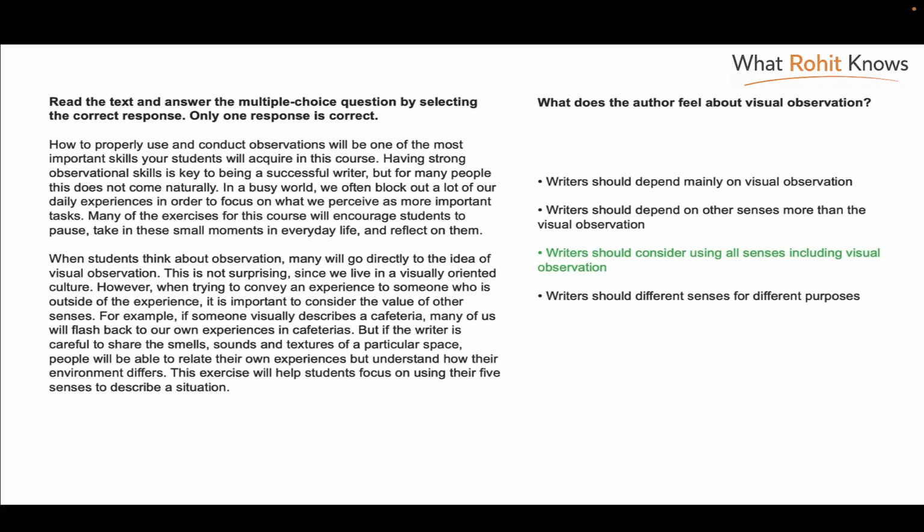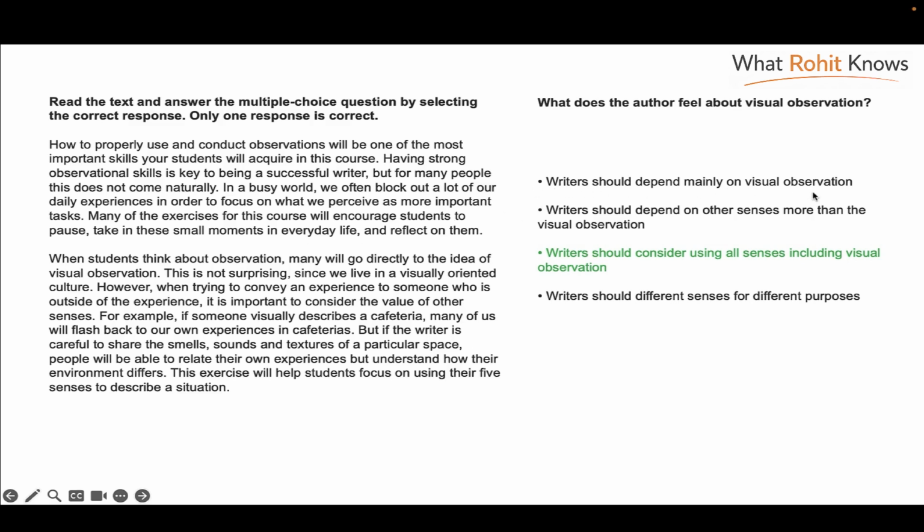Now we start looking at the text: how to properly use and conduct observations, having strong observation skills, many exercises. Then in the next paragraph, when students think about observation, they go directly to the idea of visual observation. However, it's important to consider the value of other senses, and so on. How is the text structured? The first paragraph is a general statement about observation. The second is about the role of observation. There's a mention of visual observation and what should be used along with it, with some examples. Because I'm focused on visual observation, I know the second paragraph is the one where I will have the information that I need. So let's look at the first option.